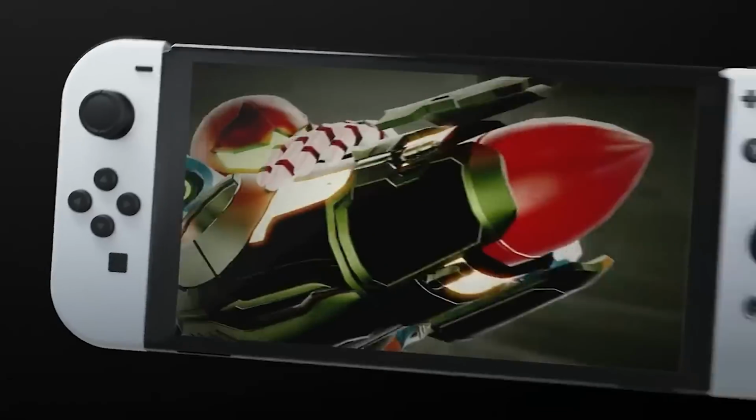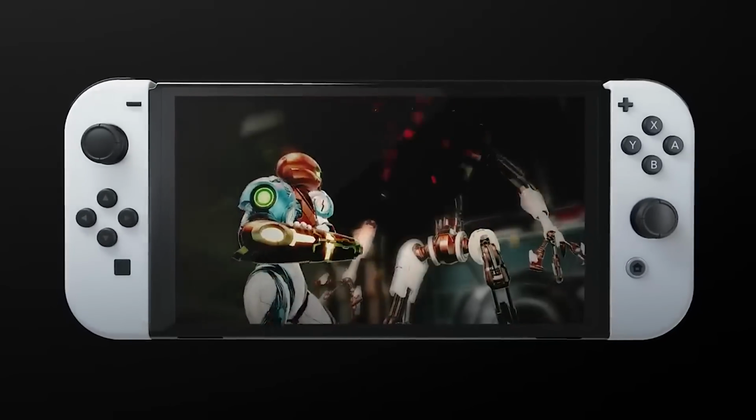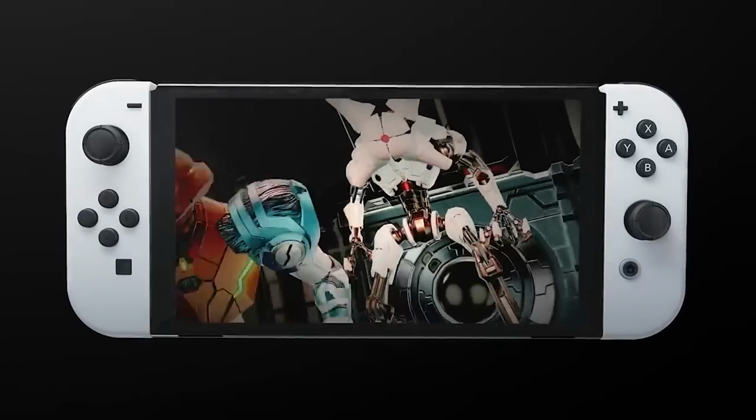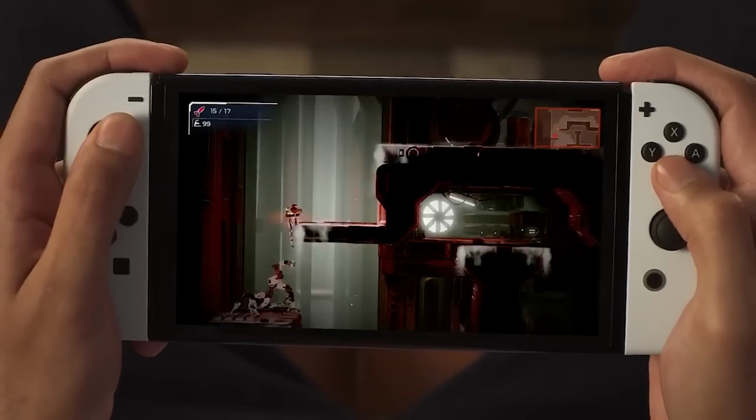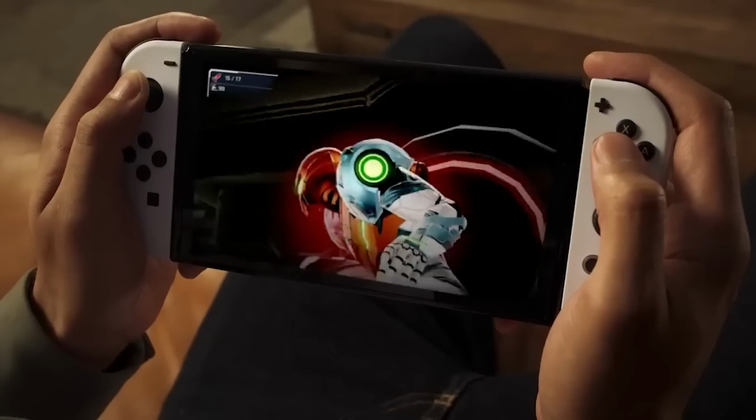So let's start things out with the basics. What hardware are we looking at inside of the Switch 2? From what I understand, despite Nintendo and Nvidia considering several variants of hardware, and it has gone through several iterations, they seem to have opted to stick with T249.